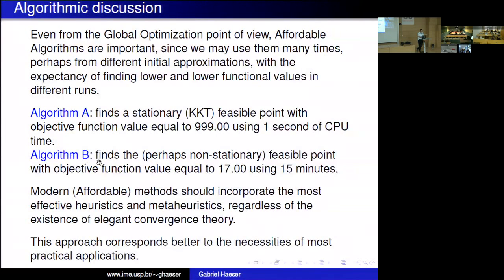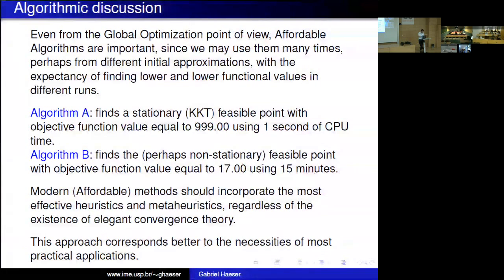The other algorithm finds a feasible point. Maybe it's not even stationary, not a global solution, but the objective value is 17. Okay, and it takes 15 minutes to do this. Which algorithm is better? Probably the engineer will stay with the second algorithm because he wants the global minimum. He wants the lowest possible value of the objective function that you can find. He doesn't care for stationarity.